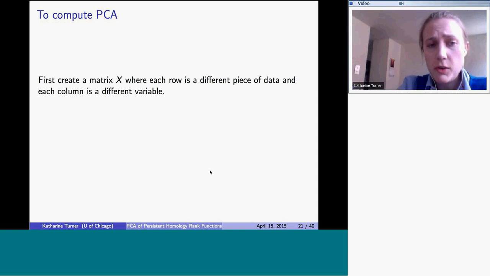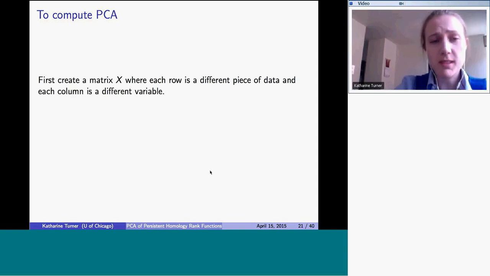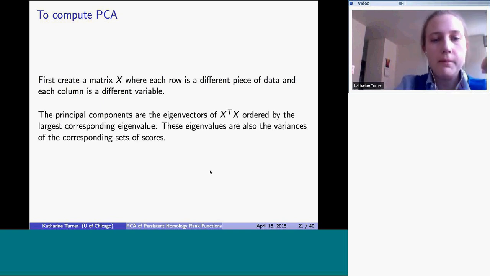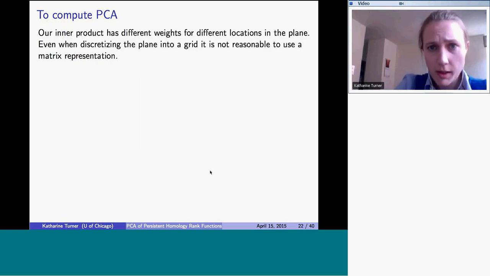So the standard way to compute PCA when you've got some sort of nice multivariate data, with each row a different piece of data and each column a different variable or a different coordinate, is then you compute X transpose X and an eigenvalue decomposition. So the eigenvalues are the variances, and then the eigenvectors are going to be the directions. And so you should order them so that the first eigenvalue is the first one you look at.